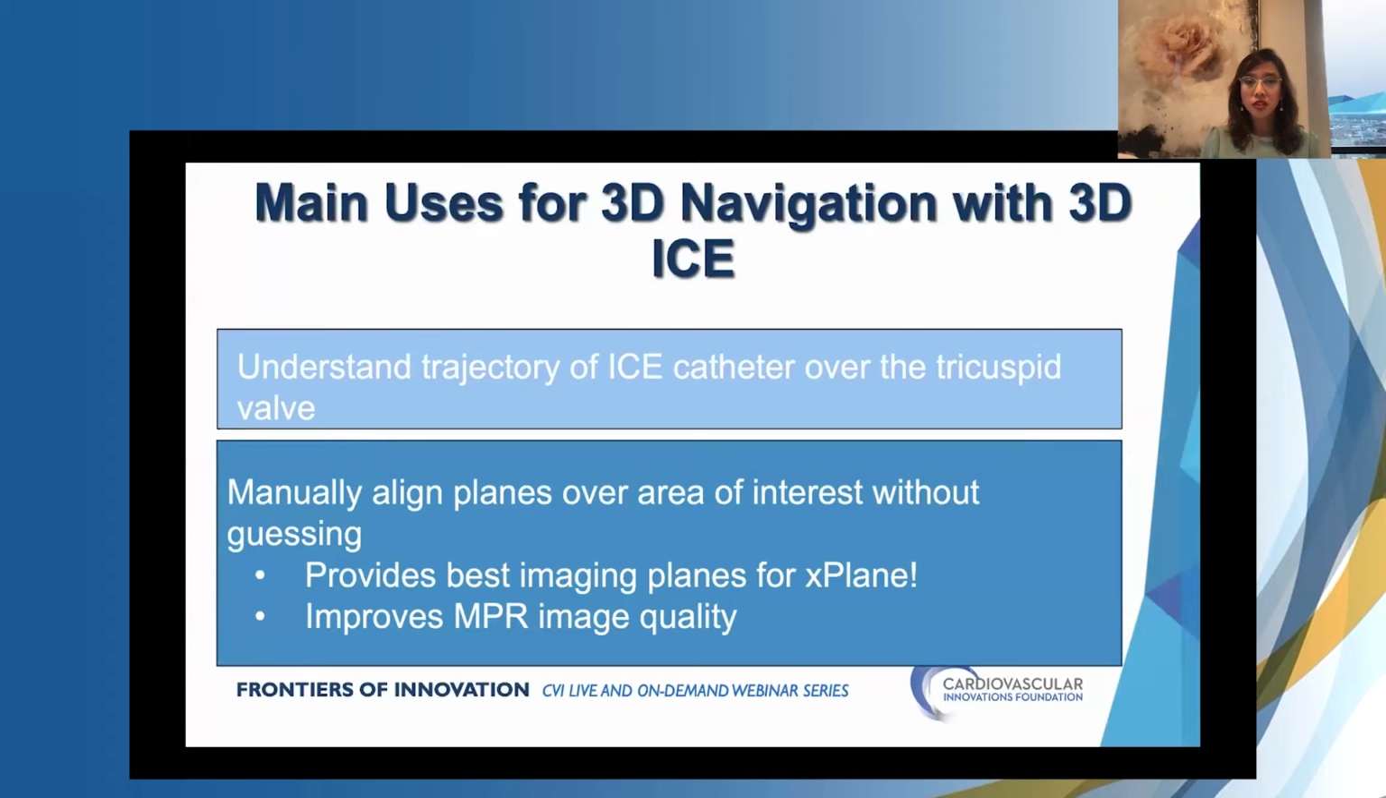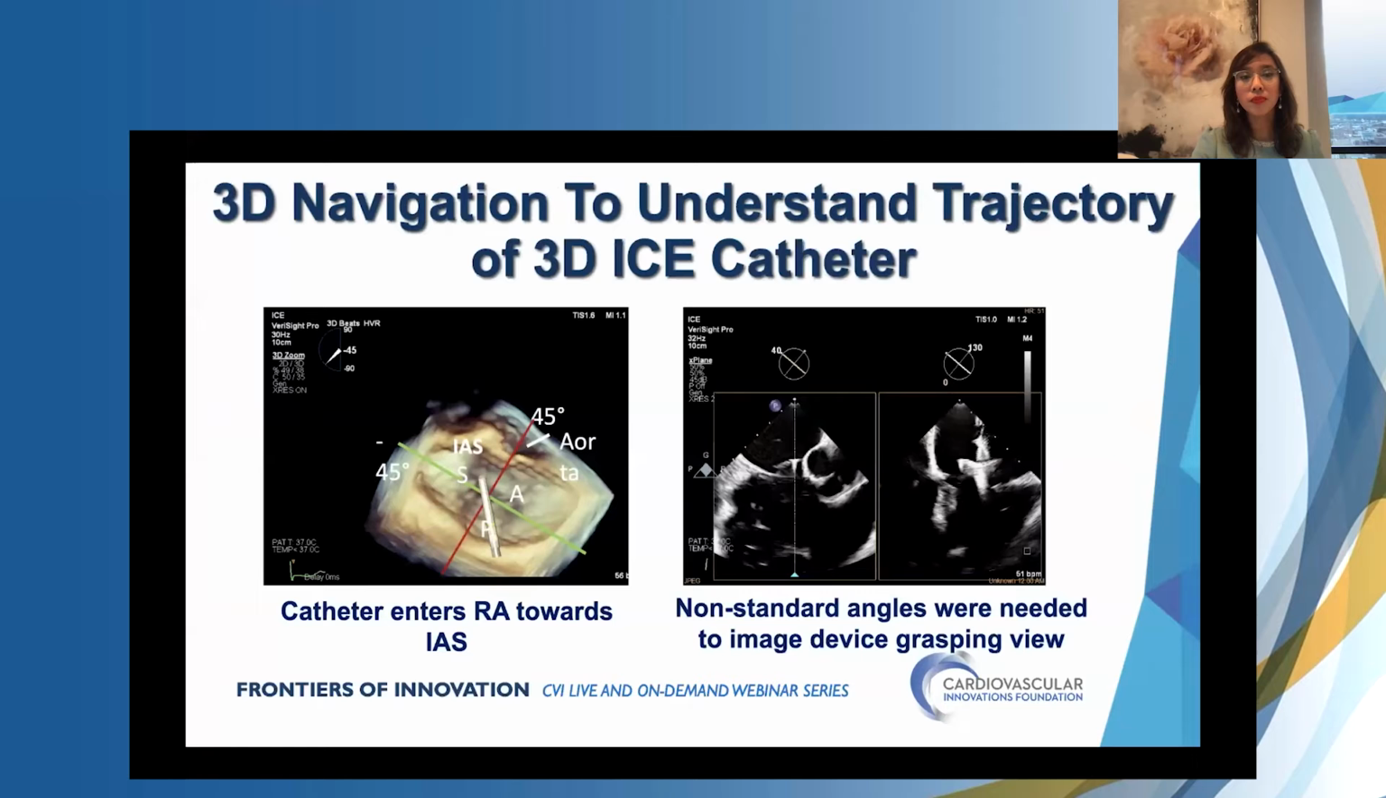But the crux of 3D navigation is really manually aligning the planes over the area of interest, which I've mentioned, and Lynne will show you a live simulation of that. So what do I mean by understanding the trajectory of the 3D ICE catheter and using 3D navigation?